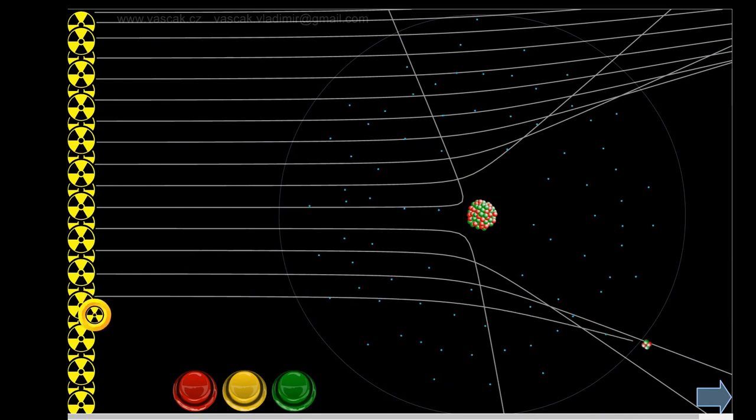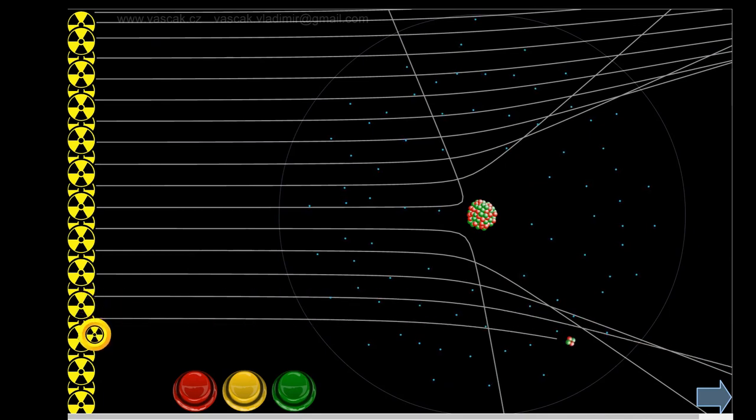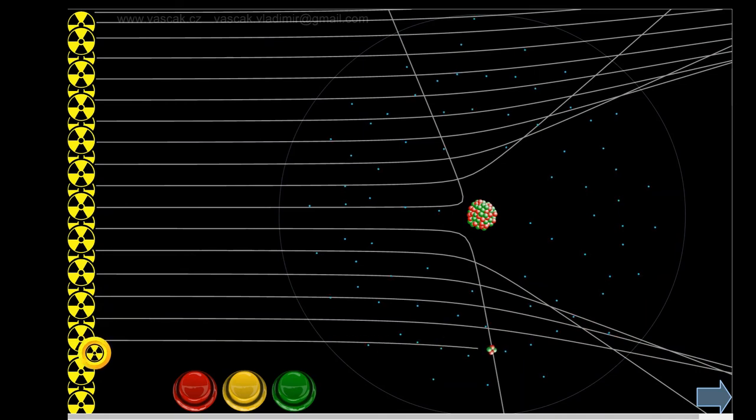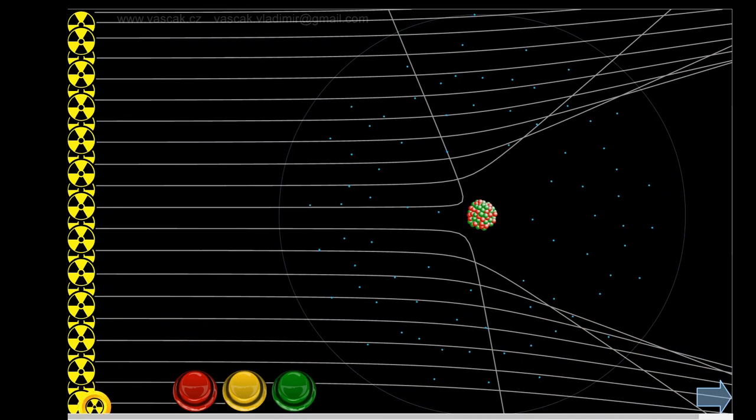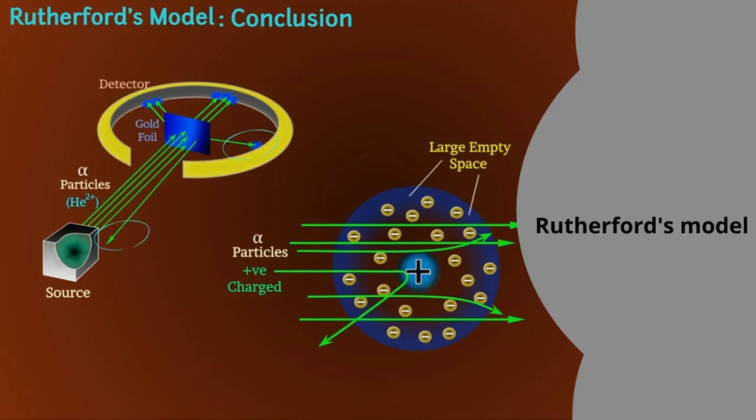From this conclusion, he conceptualized a new atomic theory that we now call the Rutherford atomic model. It says the atom has a central positively charged nucleus that is surrounded by electrons. This model superseded the Thomson model.